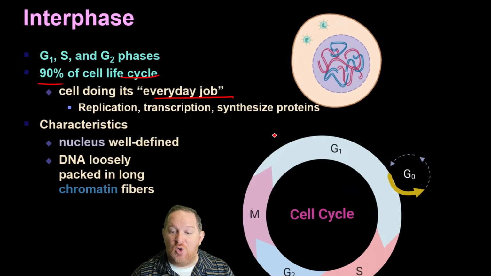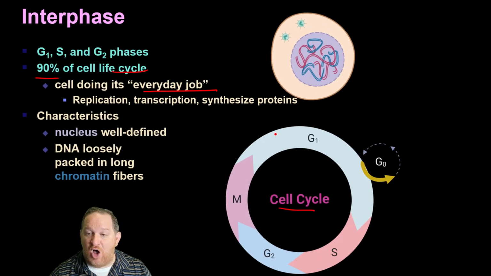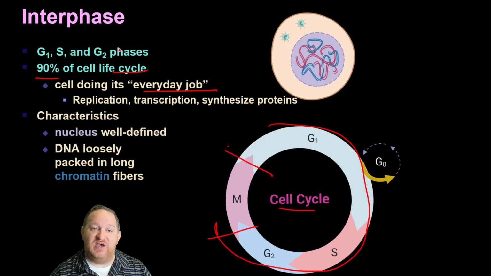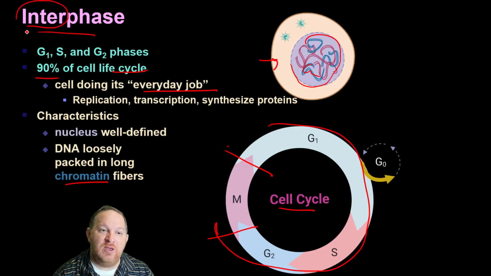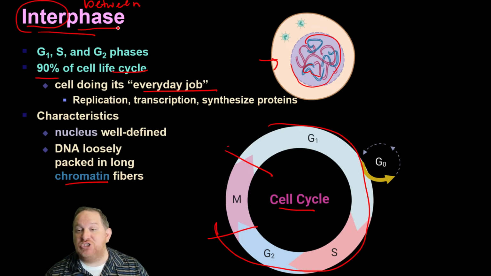So the cell cycle, all of this is interphase, as I mentioned, not mitosis. And what does the cell look like during interphase? Well, here it is. Basically, we see a well-defined nucleus. There's our nucleus in the cell. And you see this DNA, it's in the form of chromatin. It's not a chromosome yet. Interphase, think inter, between. Interphase is really what's happening between the phases of mitosis. So this is what interphase looks like.